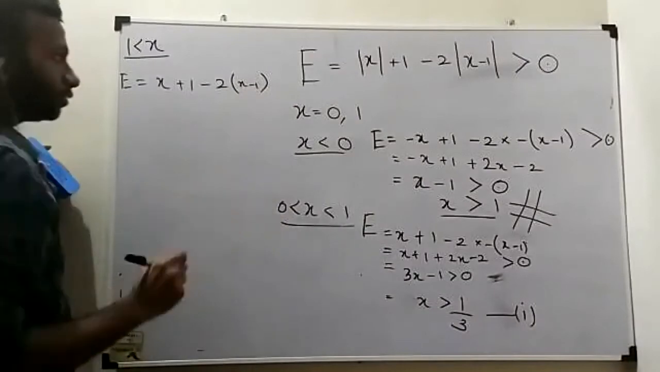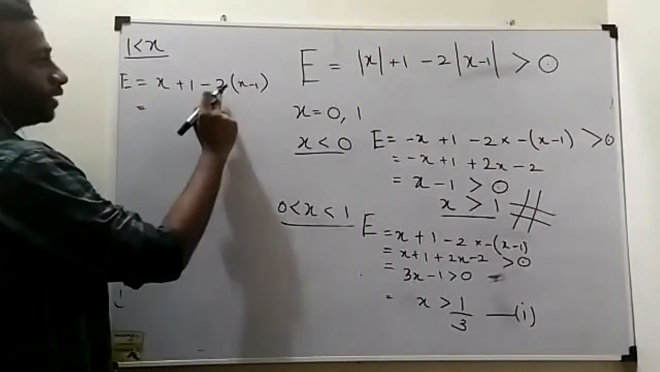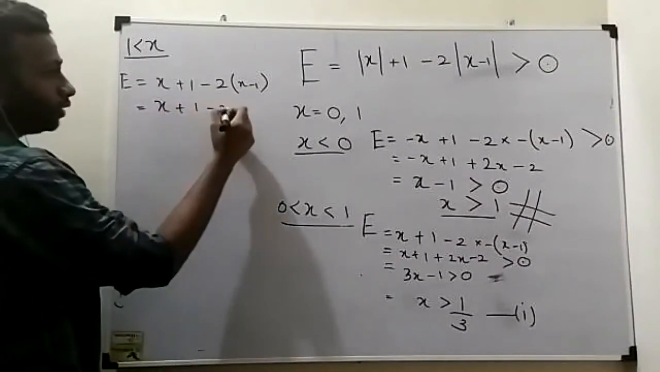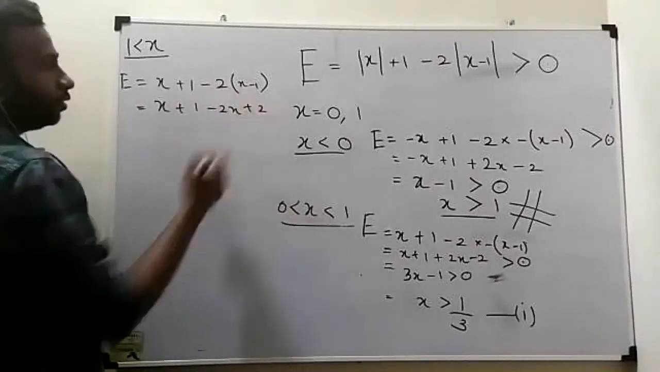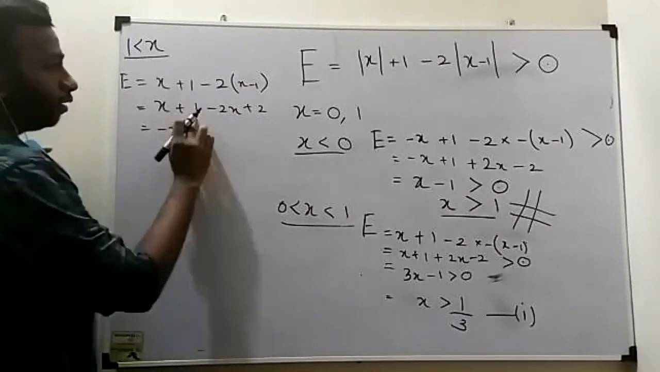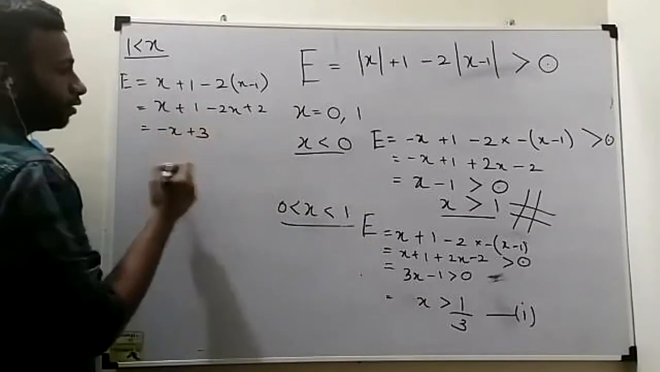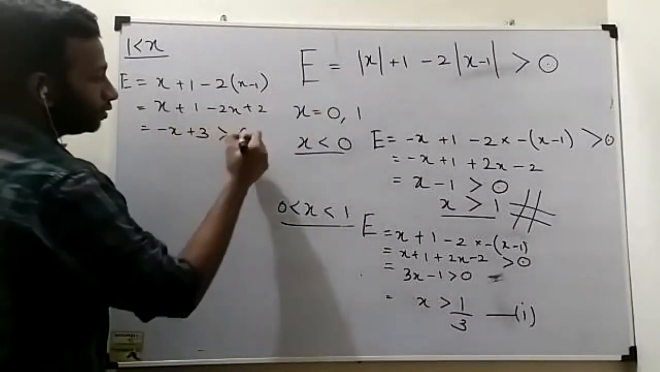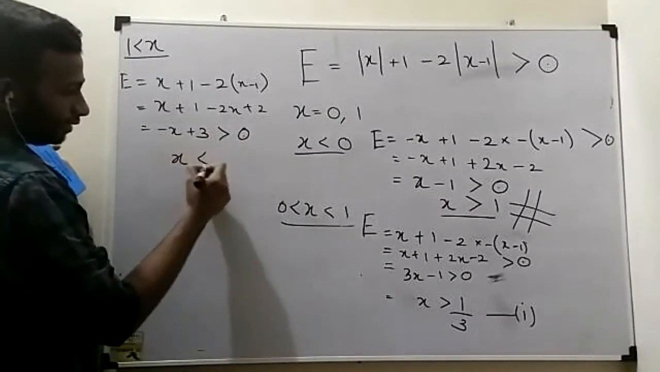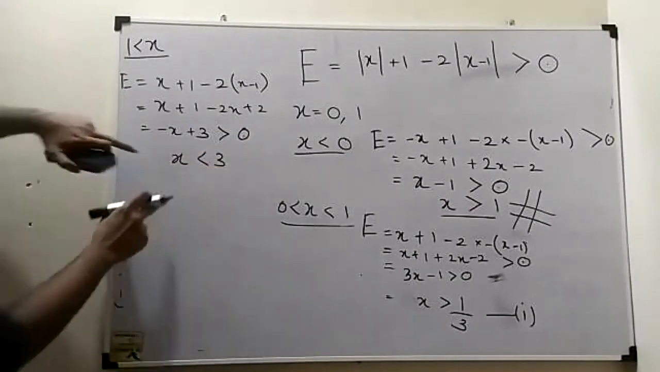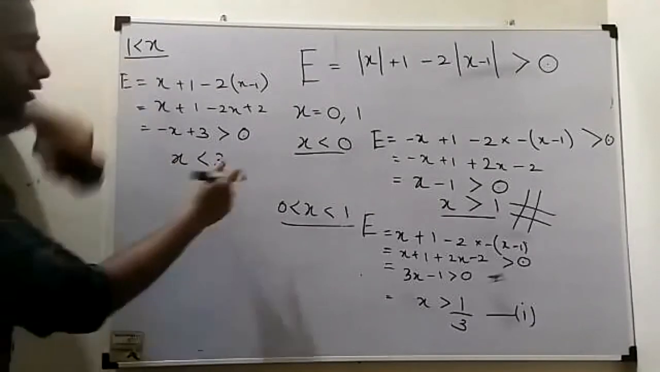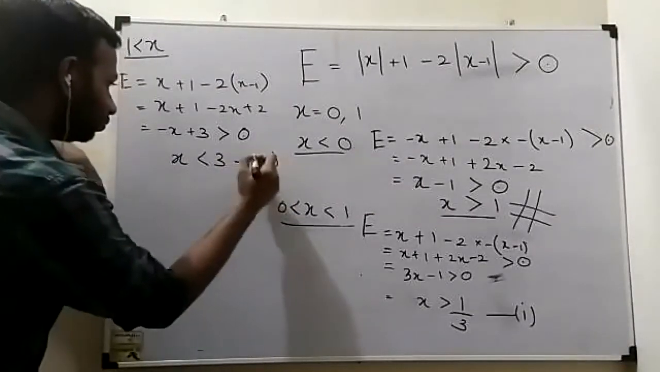Now no need for the minus. If you simplify it, write it again: x plus 1 minus 2x, minus minus becomes plus 2. So we simplify: minus x, 1 plus 2 is 3. So this is greater than 0. That means if you take this value to the other side, you can say x is less than 3. So is this correct? x is less than 3, and x is greater than 1. This can happen, right? So we can take this as equation number 2.